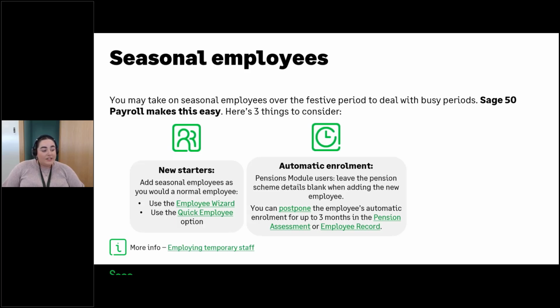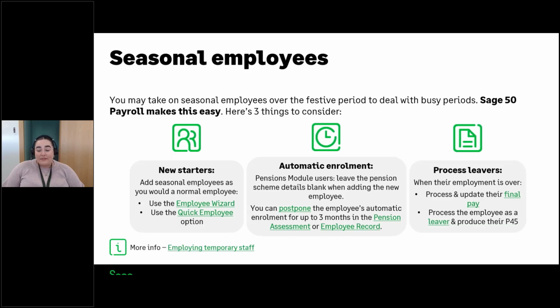And last thing to consider is going to be processing them as leavers. So when their employment is over, you would need to process and update their final payment as normal, process the employee as a leaver, produce the P45, and of course send the FPS to inform HMRC too. And I will be going into a demo shortly, but remember you can download the handouts to be able to access all of these support guides that I've linked on this slide to find out a little bit more about each of these things.